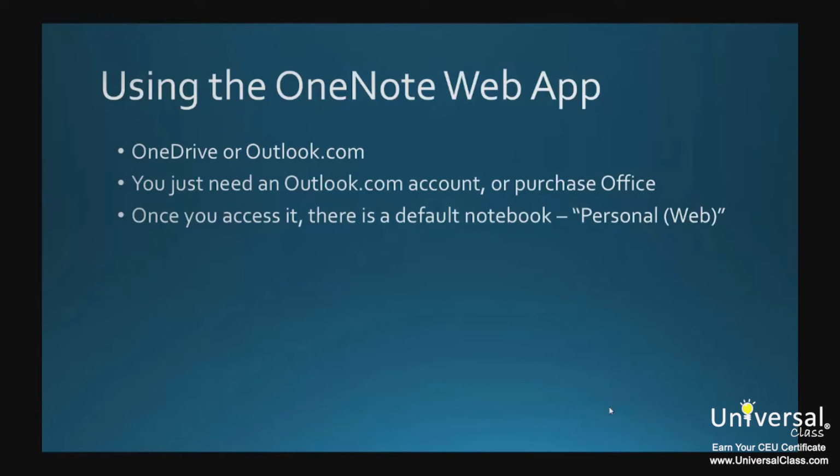Accessing the OneNote web app is done through your SkyDrive or through Outlook.com, or OneDrive as it's now known. OneDrive comes with OneDrive storage, so you don't need to do anything to get a OneDrive account except for sign up for an Outlook.com account or purchase a suitable version of Office. Once you access your OneDrive account, you'll notice that there's already a notebook there that Microsoft created for you by default. The name of the notebook is Personal Web.